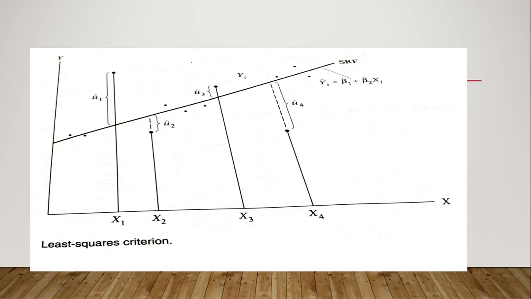We are always trying to estimate the y values in such a way that the estimated y values are as close as possible to the actual y values. So we are always trying to reduce the sum of the errors.